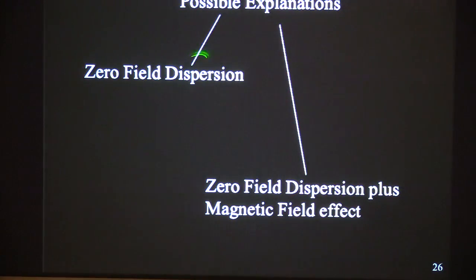There are two possible explanations. One is that the zero field dispersion is different. The other explanation for what we're observing is that the zero field dispersion is not what is causing this. The Landau levels are affected by something other than just the zero field dispersion.